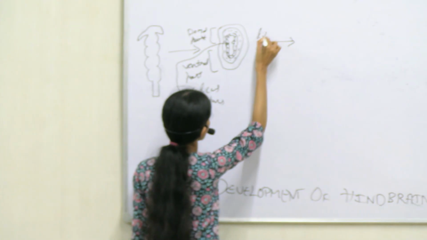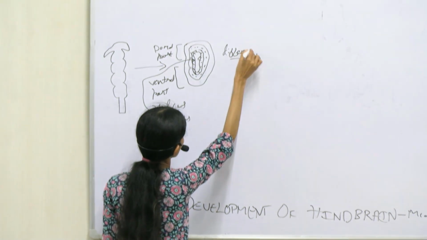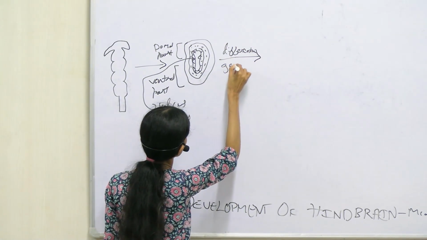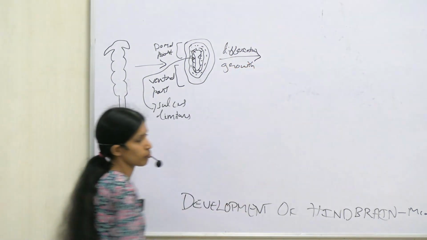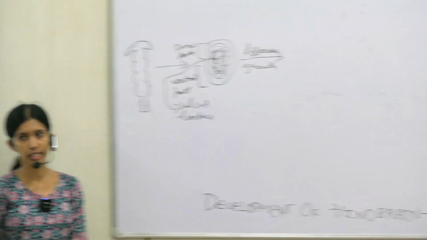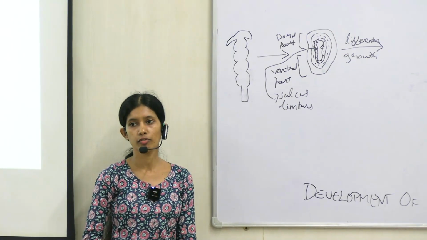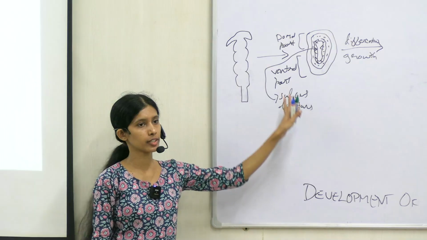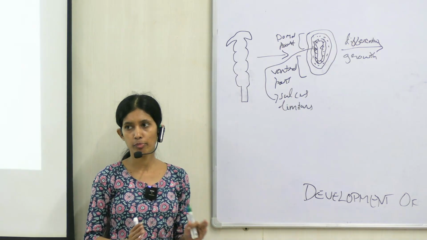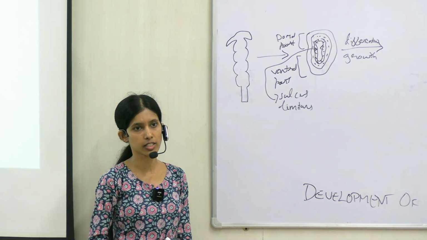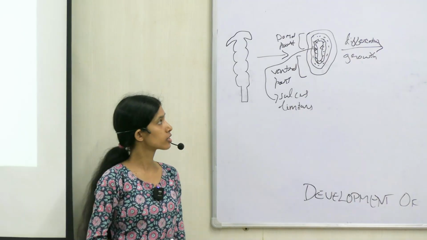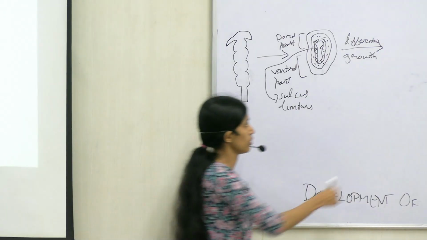We can see differential growth in the development of your medulla oblongata. As a result of differential growth, only the ventral part will grow rapidly and increase in size, whereas your dorsal part will remain the same.